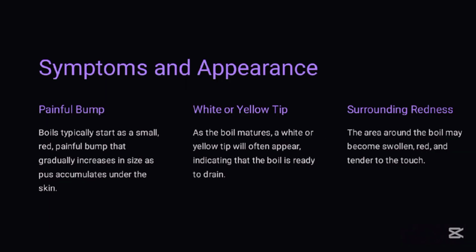Now what are the symptoms and appearance? Painful bump. Boils typically start as a small red painful bump that gradually increases in size as pus accumulates under the skin. White or yellow tip. As the boil matures, a white or yellow tip will often appear, indicating the boil is ready to drain. Surrounding redness. The area around the boil may become swollen, red, and tender to touch. So in boils, we can see these kinds of symptoms and physical appearance on the skin.